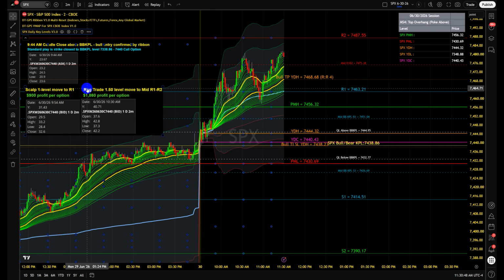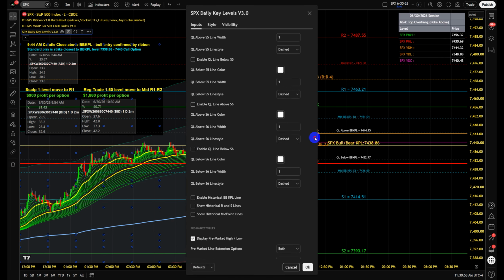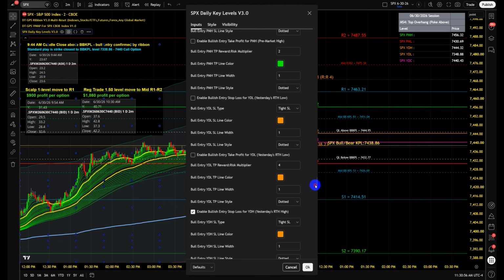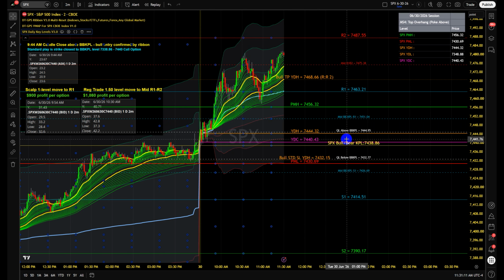If you want to go with the standard 2 level, then you can simply just go down, change it back to the default, and let's say you were going with the standard stop loss. Standard stop loss 2-to-1 ratio puts you here. That's if you're going to do the trade off the YDH.